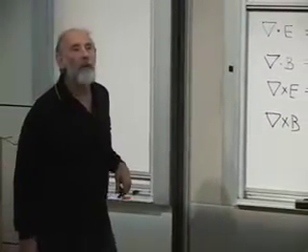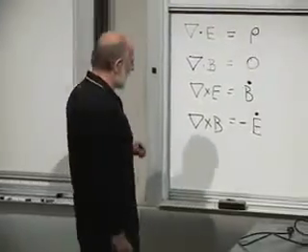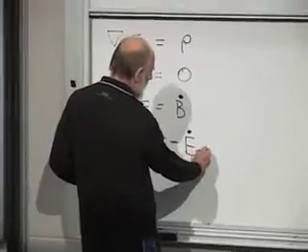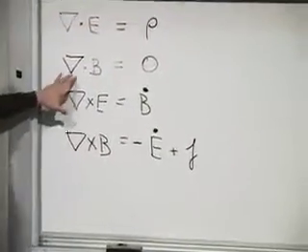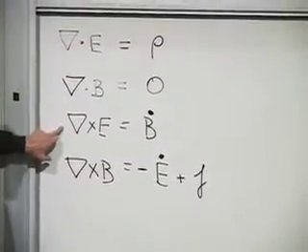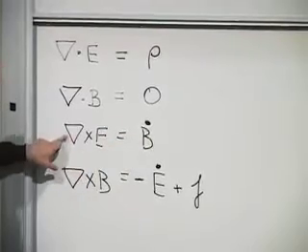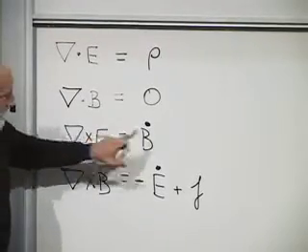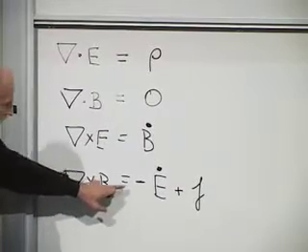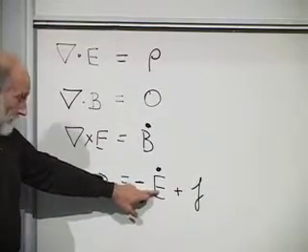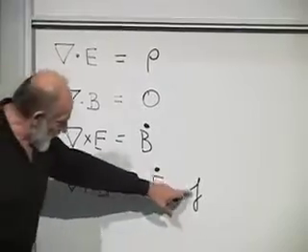The current, not the charge density, but the current. The current density, J. In fact, both sides of this equation are vectors. The curl of the electric field is a vector. The magnetic field is a vector. The curl of the magnetic field is a vector. The electric field and its time derivative are also vectors. And the current is a vector.